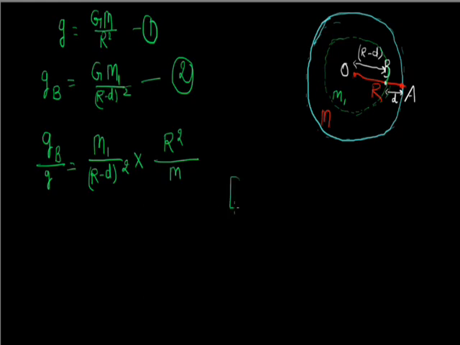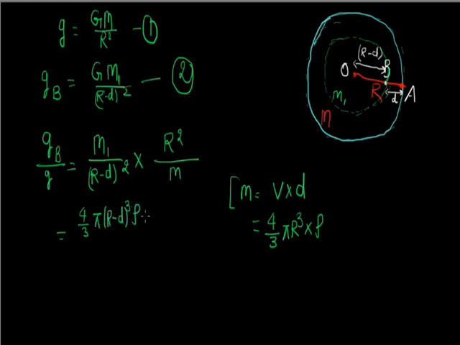So we write mass equals volume into density, and as we always consider earth as a uniform sphere, the volume of a sphere can be taken as 4 by 3 pi r cube, into density, suppose it is rho. So mass m1 is the mass of the sphere of radius R minus d. When we write the expression for m1 in terms of density, it will be 4 by 3 pi (R minus d) whole cube rho, volume into density, upon (R minus d) whole square into R square upon M, which is the whole mass of the earth.